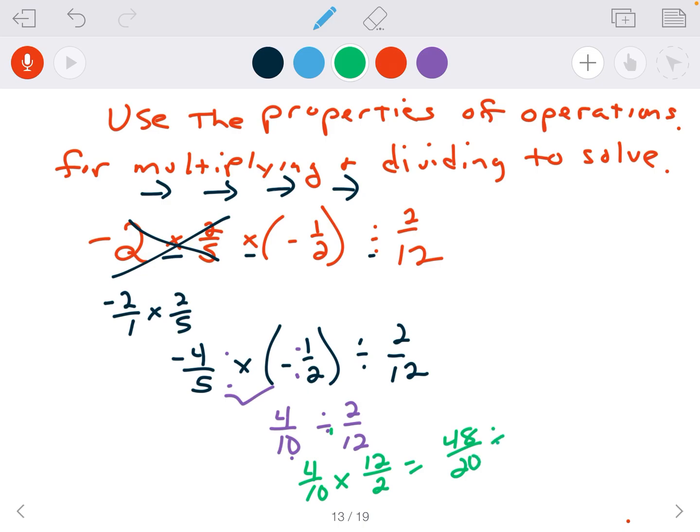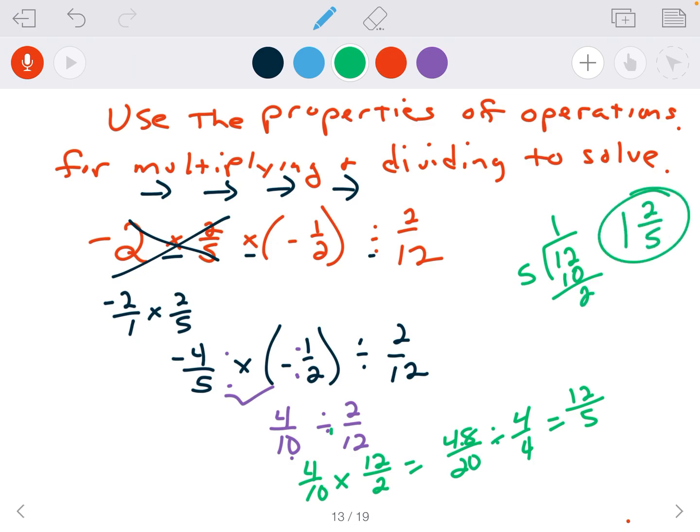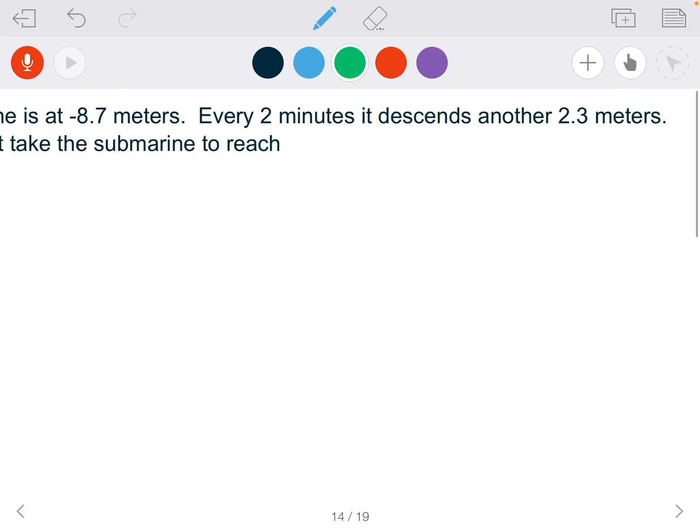I know that I can reduce these, so let's divide them both by, and I think 4 goes into both of them. So 4 goes into 48 12 times, and 4 goes into 20 5 times. So 12/5. If I needed to have a mixed number, 5 goes in 2 times, so it would be 2 2/5. So take your time when you're doing yours. Make sure you're writing your steps.